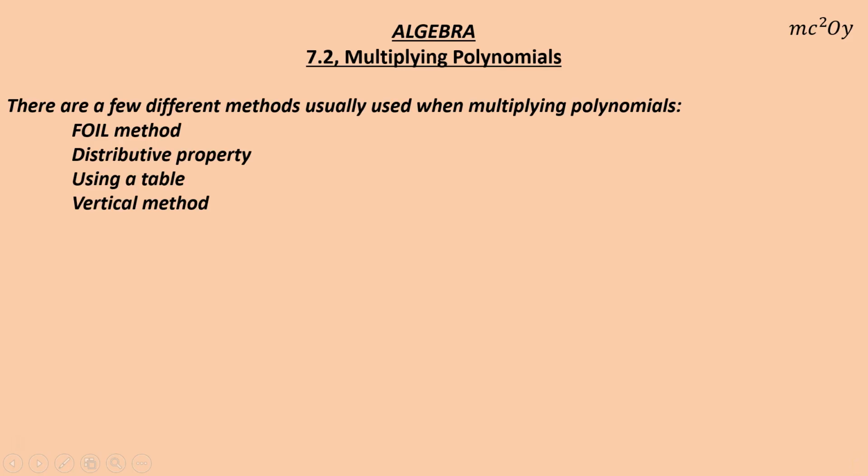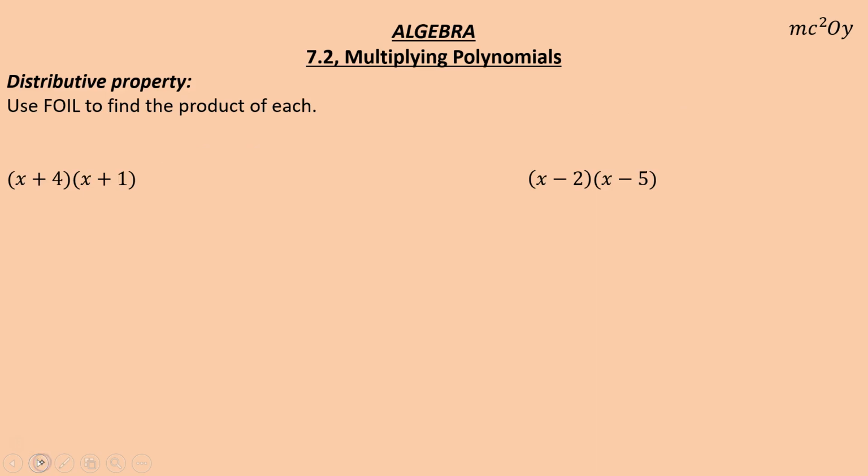All right, 7.2, multiplying polynomials. So there are a few different methods usually used when multiplying polynomials, and I'm going to go through each of the methods that our book uses here. All right, the FOIL method, distributive property using table, and the vertical method. And really in my class, I'm fine if you use whichever one you want. I'll ask you to demonstrate each, but as you get going, you can use whatever method you want as long as it works for you.